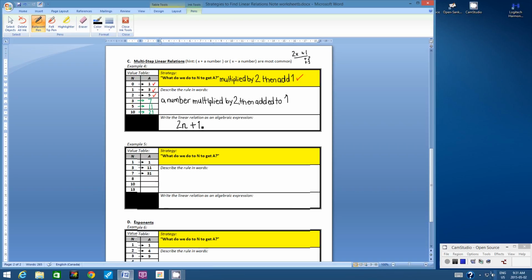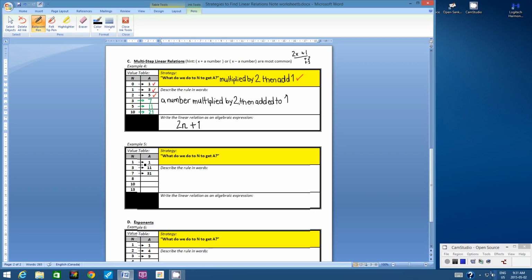Okay? So that's example 4. So you think you're ready to try example 5? All right, strategy. What do we do to n to get a? So we have a value of 1, and then we end up with 1.